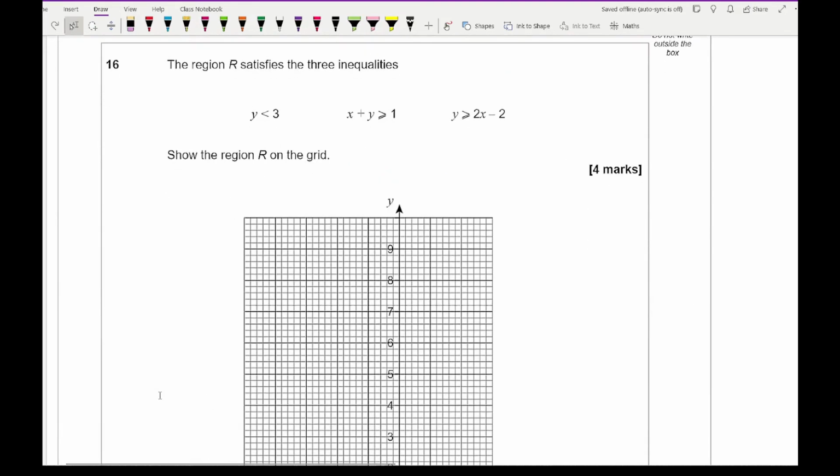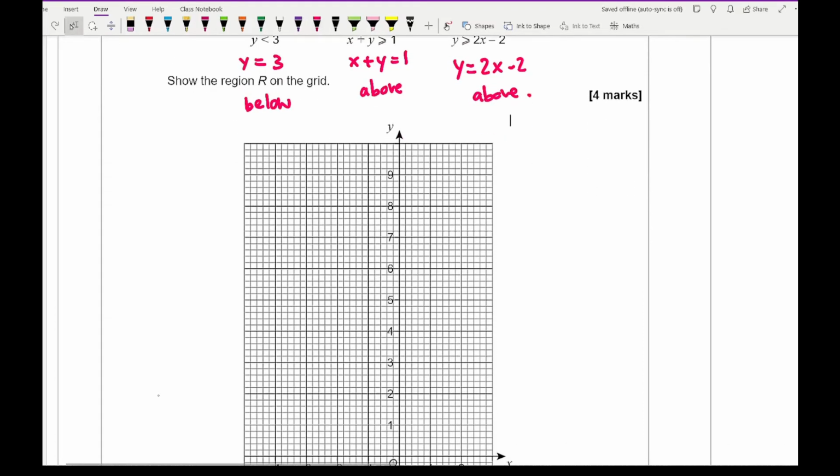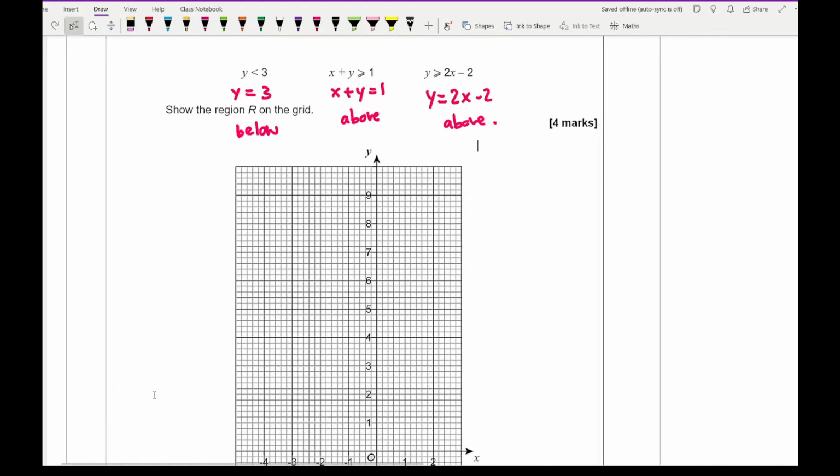Moving on to question 16, it says the region R satisfies these three inequalities. Show the region R on the grid. So for this, what we want to do is plot y equals 3, and I want the region below that line. And then I want to plot x plus y equals 1, and I want above that line. And then I want to plot y equals 2x minus 2, and again I want above that line. So you can do a table of values, or you can just work it out. So let's just zoom out so we can actually see what we're doing.